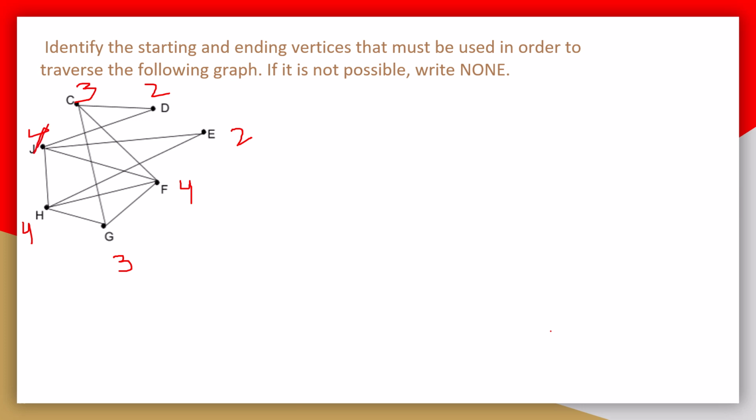And now we're done. So you can see that C and G both have 3, which is an odd number, and those are the only 2 odd ones. So that means that's our answer, C and G, since it's not asking us for the traversal. It is just asking us for the starting and ending vertices. So that is the answer.